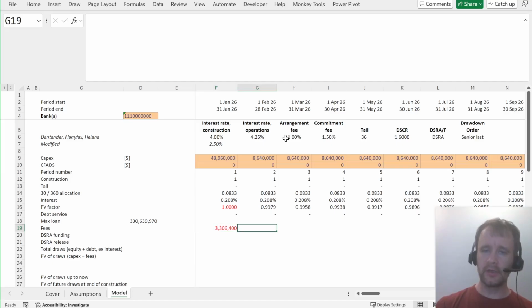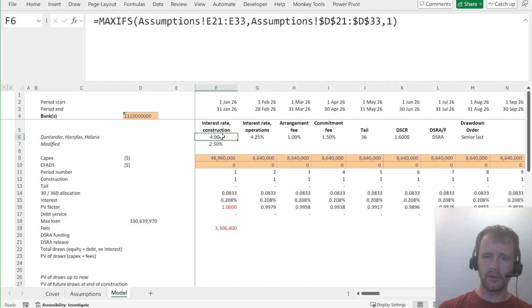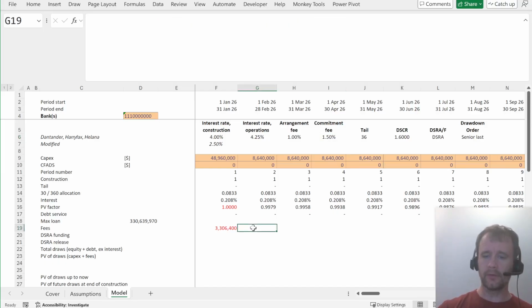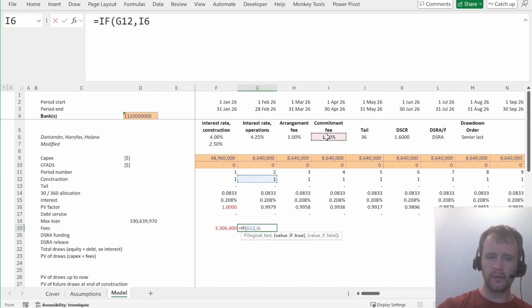And the commitment fee, we don't have to work out all the interim balances at this point because remember we've said we're shifting 1.5% from the regular construction interest rate into the commitment fee so that this 1.5% applies to the entire balance. So we're going to say if we are in construction, then it's going to be the commitment fee times the proration times the balance.